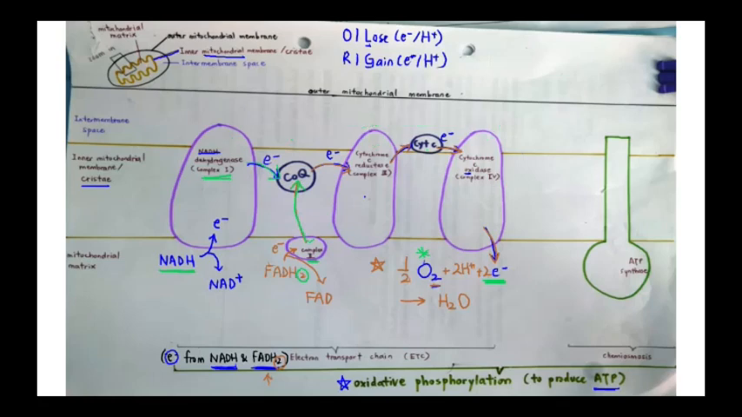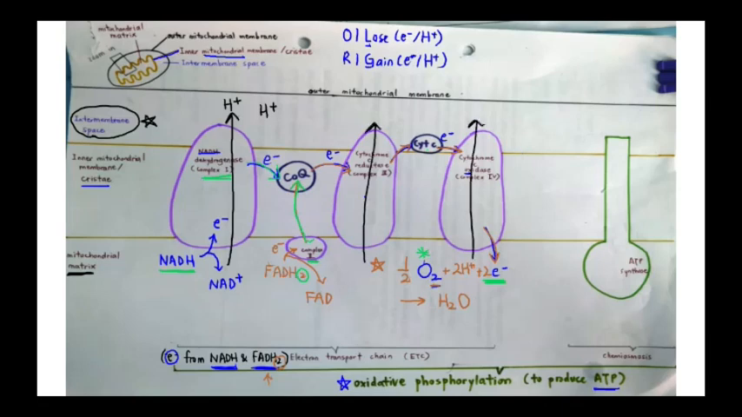When this electron is transferred from one complex to another, it will release energy, and this energy is used to pump the hydrogen ions, or the protons, from the mitochondrial matrix into the intermembrane space. It's very important to know from where the hydrogen is being pumped. It's from the mitochondrial matrix into the intermembrane space. Complex 1, complex 3 as well as complex 4 will pump the hydrogen ions from the mitochondrial matrix into the intermembrane space. How do they get this energy to pump?